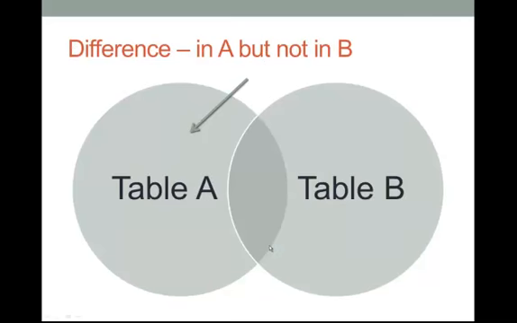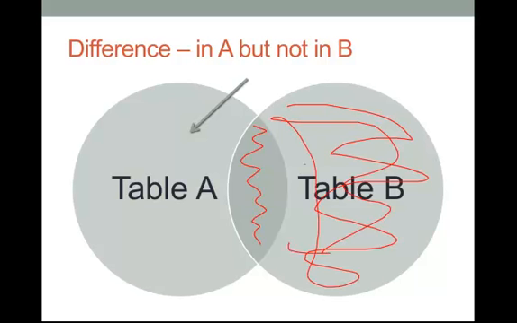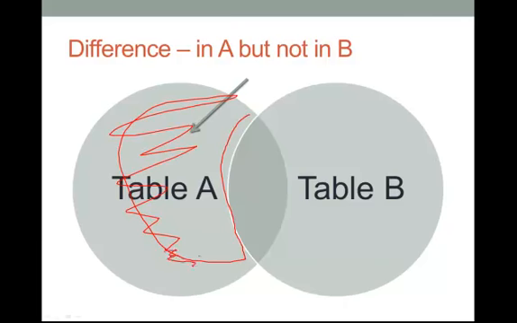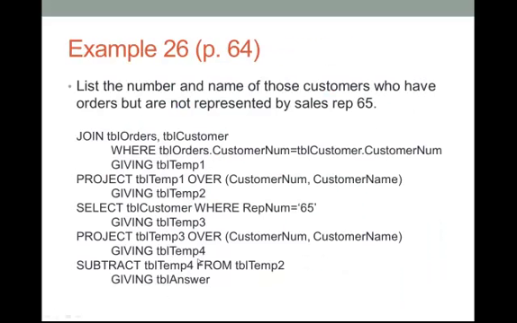The difference tells me the records that are in one table but not in another table. So in this case, I would not see the records that were common to both, and of course I would not see the records that were over here in B. I will only see the records that are here in A only. Very similar example. The number and name of those customers who have orders but are not represented by sales rep 65.